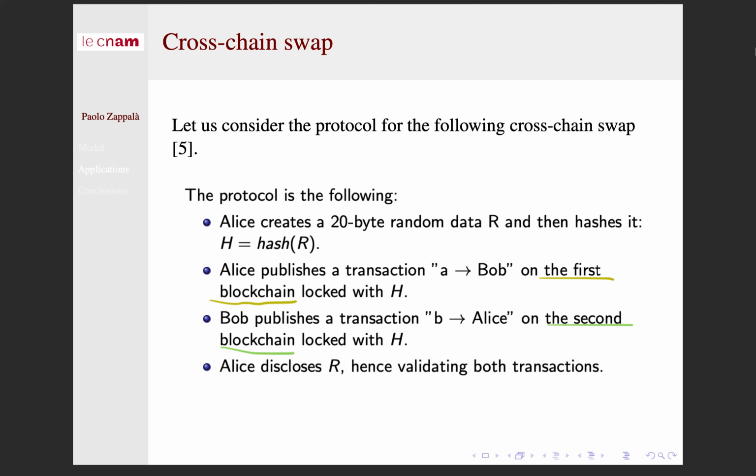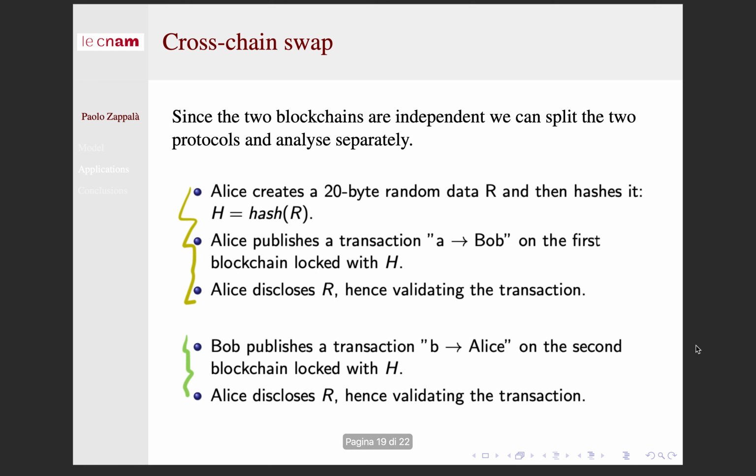We mark the actions belonging to different blockchains, the yellow one for the first blockchain and the green one for the second blockchain. We can split every step to see which ones are applied on one blockchain or another. So we have 2 different protocols, I would say, depending on which blockchain is analyzed: the first one and the second one.